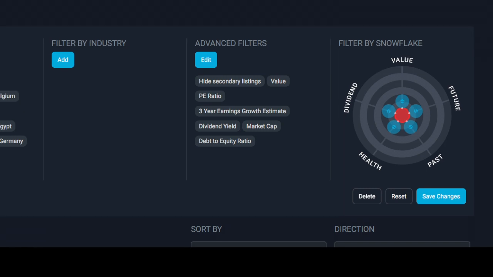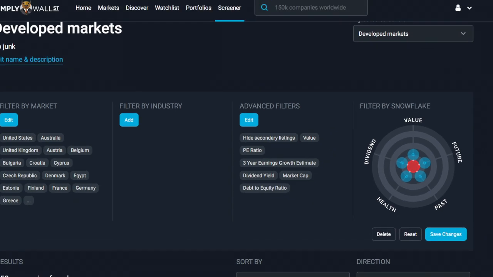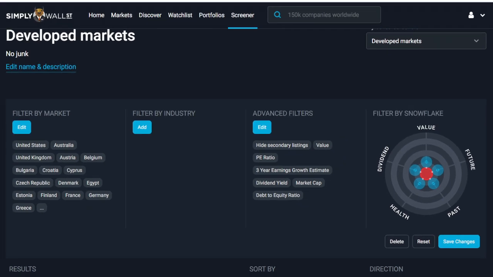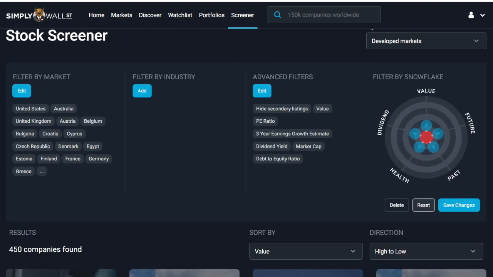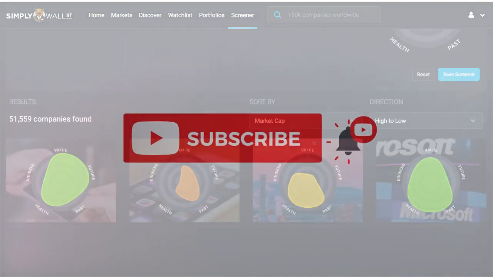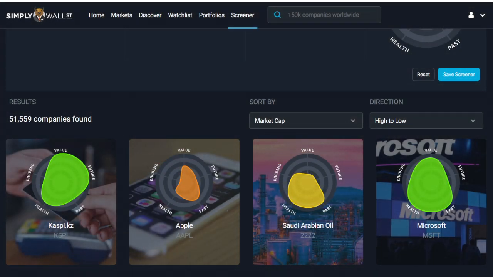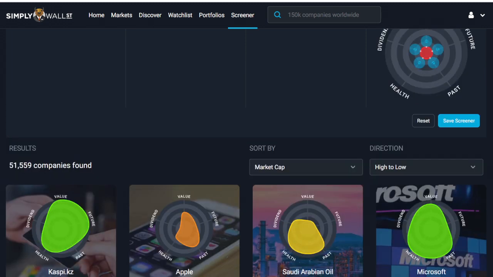So Simply Wall Street has this thing called the screener. Let me just show it here. So, just making it fit on the screen. There you go. The first thing is, in the screener, it shows all the markets, but you can add your own filters. If I remove all the filters, say I'm clicking reset, here, new screener, how many companies do I have? 51,559.